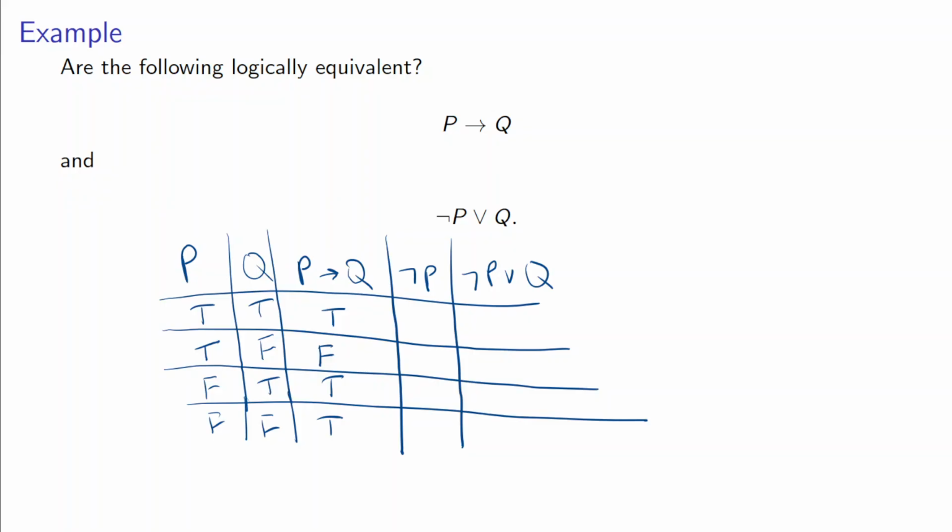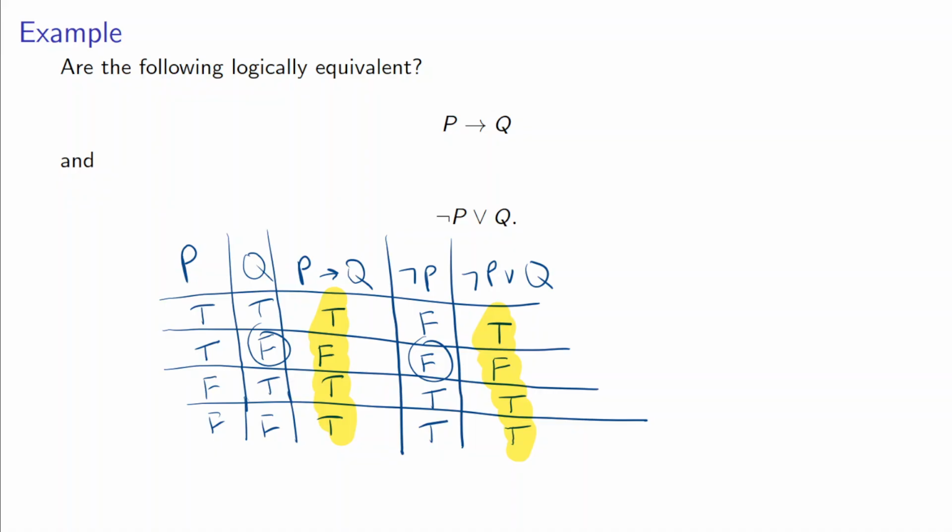Not P is going to be false when P is true and true when P is false. And then not P or Q is going to be true when either Q or not P is true. So true, false. You can see that both not P and Q are false in this case. So that's false, true, true. And now we want to compare the columns here and here. We can see they are identical, and therefore, yes, those two statements are logically equivalent.